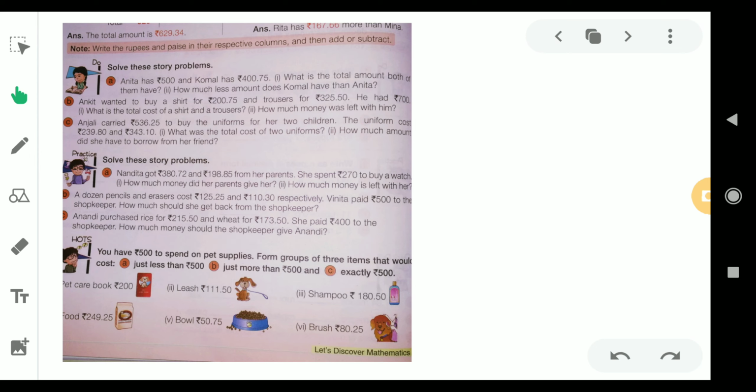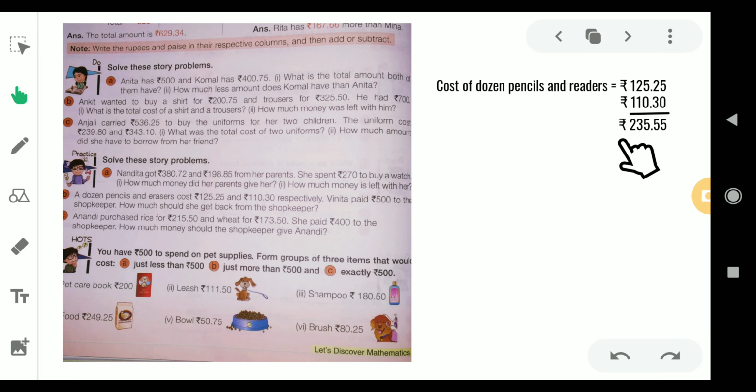So for this we need to find out the total cost of the dozen pencils as well as erasers. So our first sentence would be the cost of dozen pencils as well as dozen erasers. It is misprinted, right? So this is the cost of 1 dozen pencils and this is the cost of 1 dozen erasers, and the total cost of both is 235 rupees 55 paise.